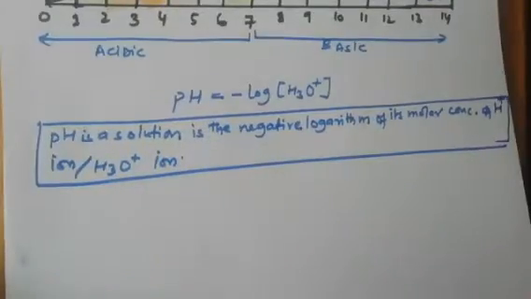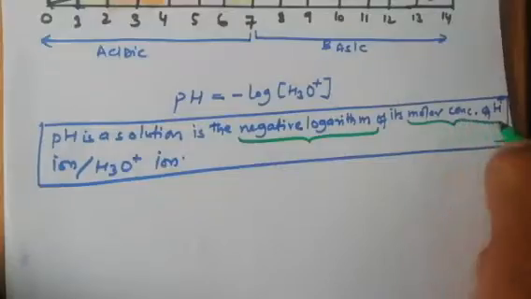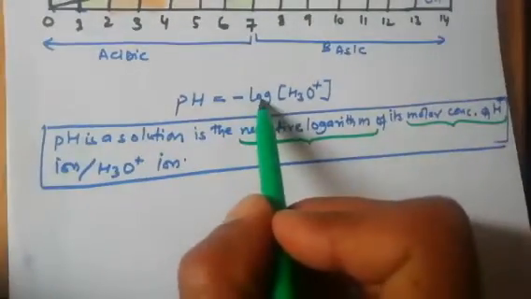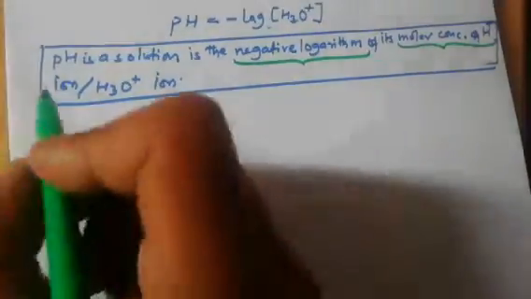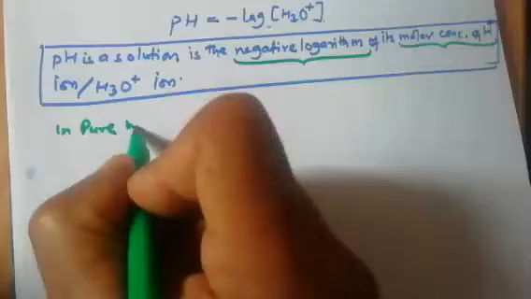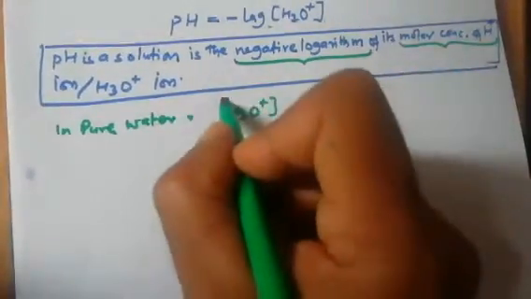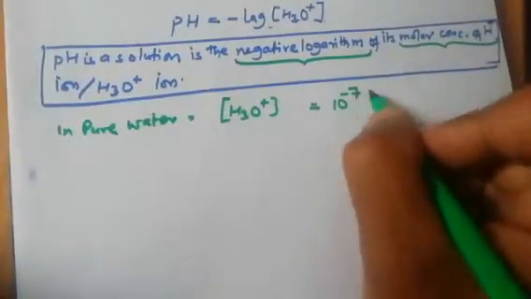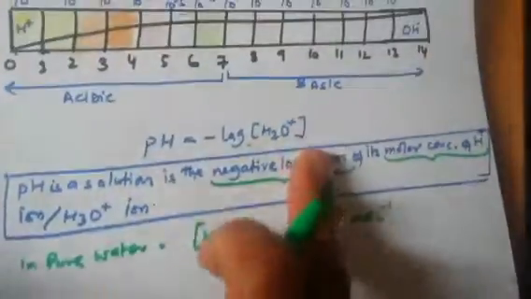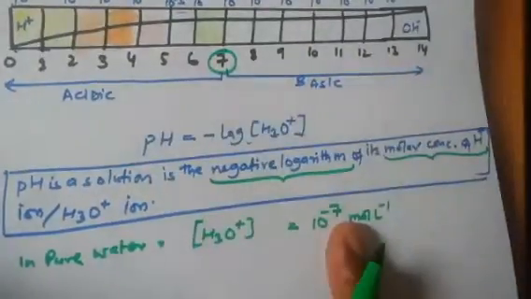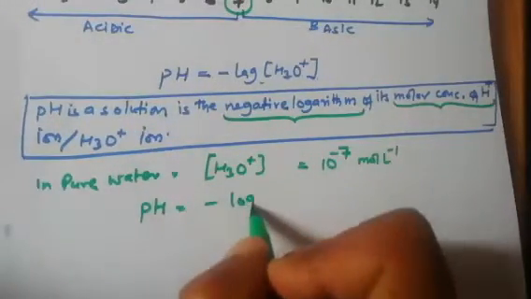It is the negative logarithm of its molar concentration of H positive ion. This bracket is the molar concentration of H3O positive ion. For example, in pure water, the H3O positive ion concentration will be 10 raised to power minus 7 mole per liter. And when we calculate pH, pH is equal to minus log of 10 raised to power minus 7.